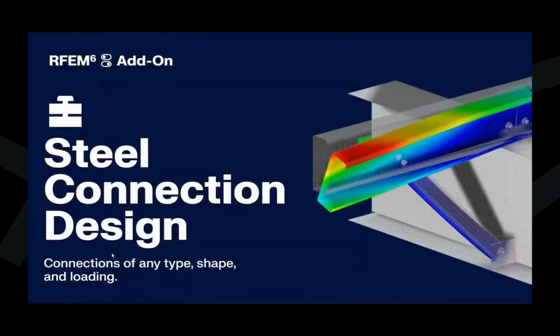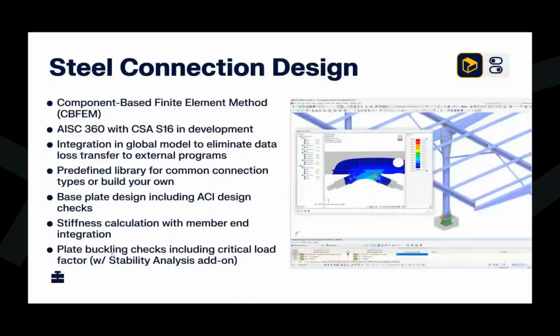On a related topic, we have our steel connection design, and this is certainly a bit more unique than a lot of the connection design programs out there. And the main reason is because we utilize the component-based finite element method. So for every connection, we are building up an FEA model underneath the hood. And why this is powerful is because this gives us the ability to design any connection. We're not just limited to the standard beam to column to brace. The AISC 360 is available. The CSA S16 is currently in development. We hope to release that towards the end of the year.